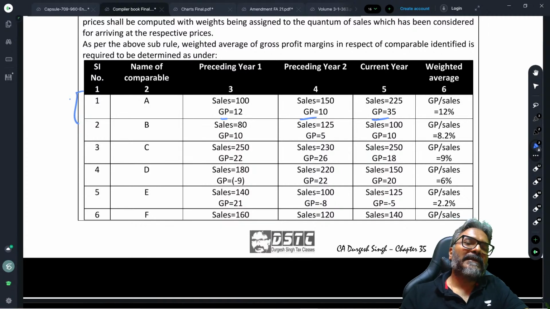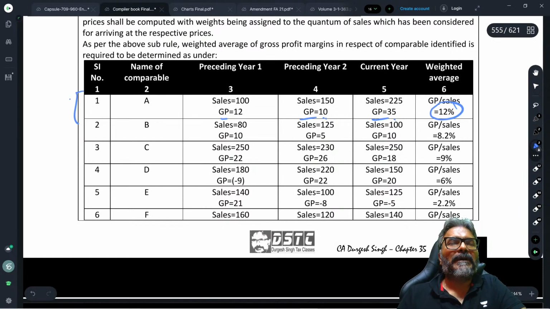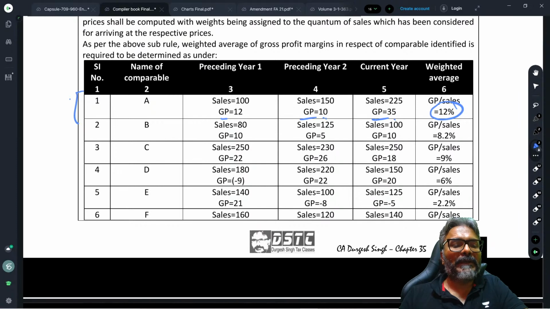So in the first case, it is, say, 35 plus 10, 45, 57. 57 divided by what, students? 475. So in that particular case, 57 divided by 475. Can you get 12%, students? 57 divided by 475 should be 12%.